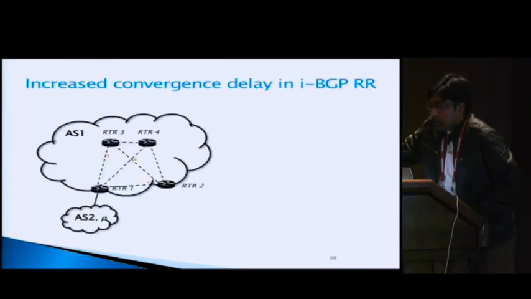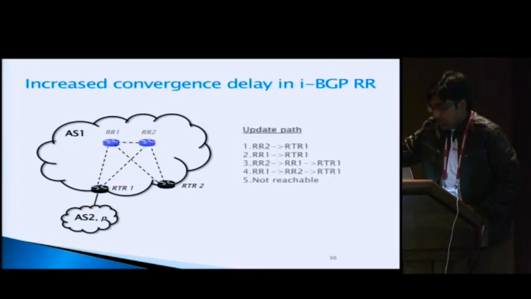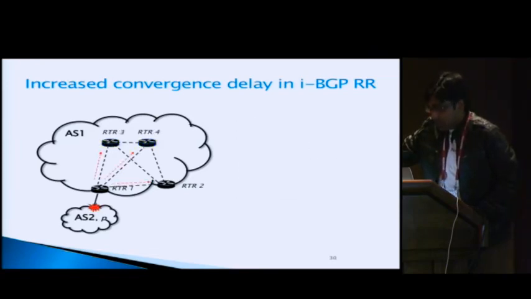So this is one example of delay of convergence due to route reflector. What happens when you have the full mesh of IBGP? Once your AS prefix is gone, the withdraw message will be received by all the routers at once. So there's no additional hop which needs to be traversed here.